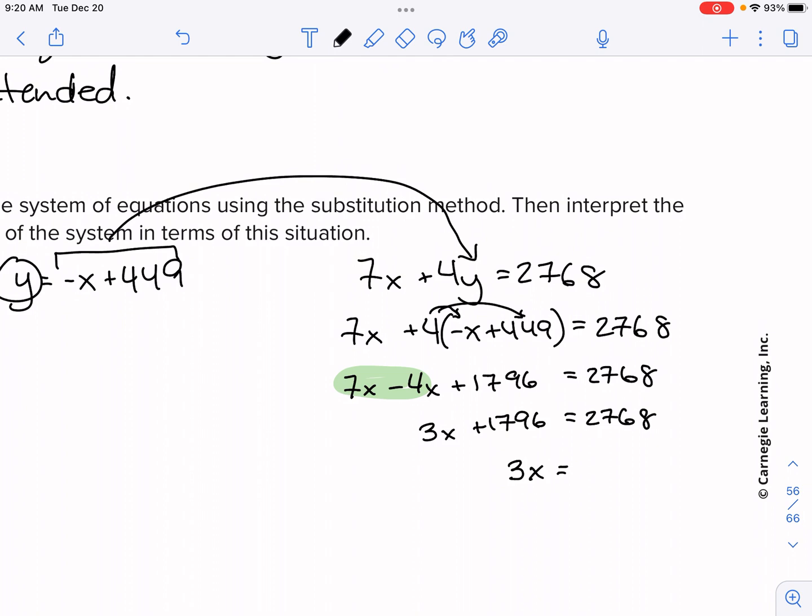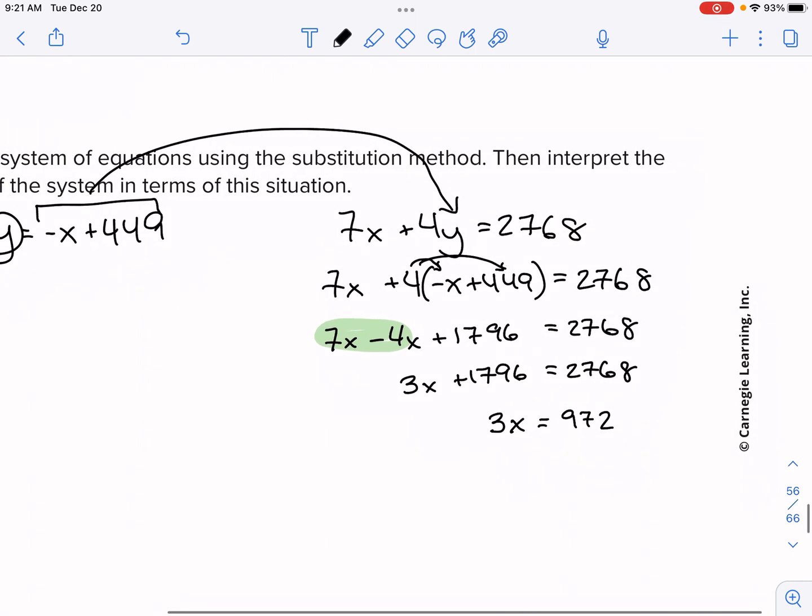2,768 minus this number is 972. And then at this step, we're multiplying by 3, so divide both sides by 3, and you would get x equal to, if you divide this by 3, it is 324.